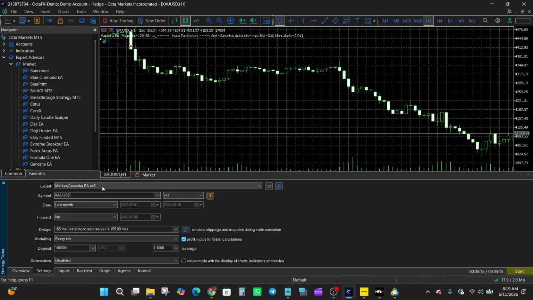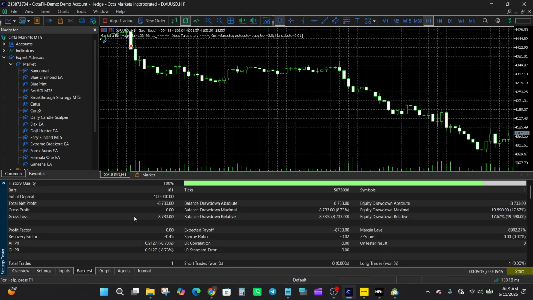So I'm testing the Ganesha EA on XAUUSD on the H1 time frame over the past 10 days, but I recommend that you test it over a longer period of time, actually, for more comprehensive results, so that you can capture a wider range of market conditions. As for the delays, we are using the last ping to the server, and we're using the every tick modeling.